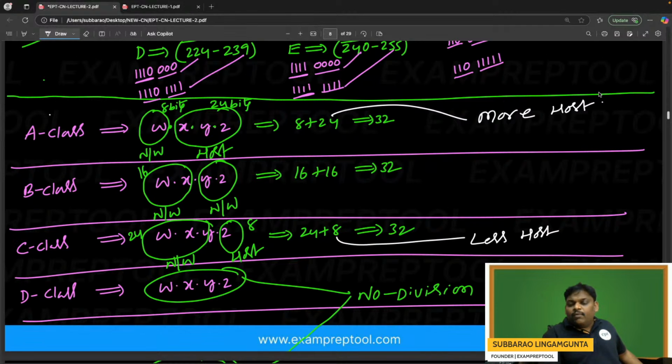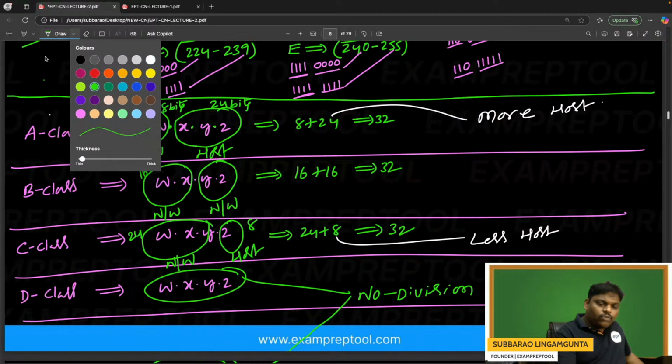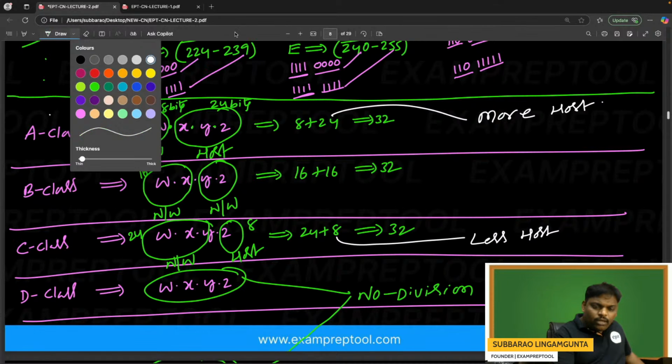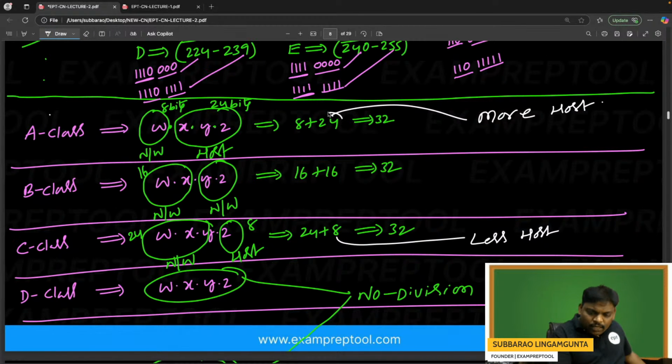Now, one more interesting question to all the people. Please help me, everyone. Class A, host purpose 24 bits. How many hosts are possible in class A? What is the answer? Because of 24 bits, 2 power 24 IP addresses are possible.